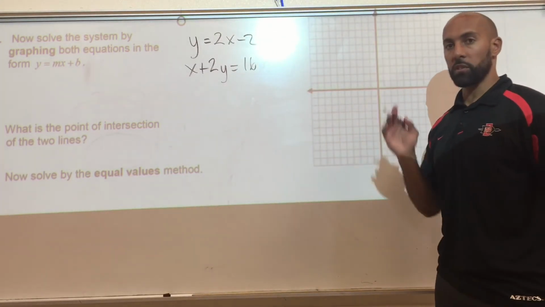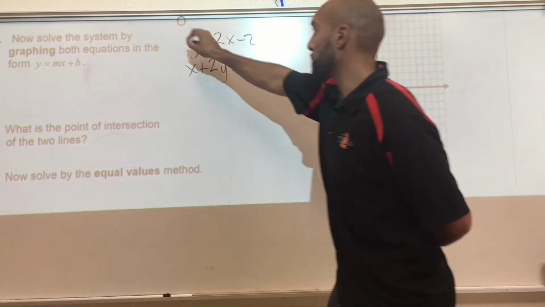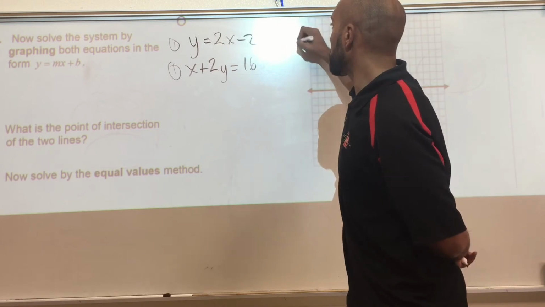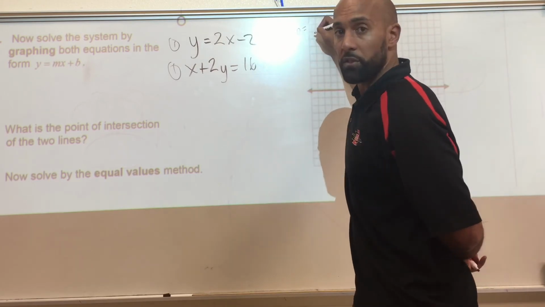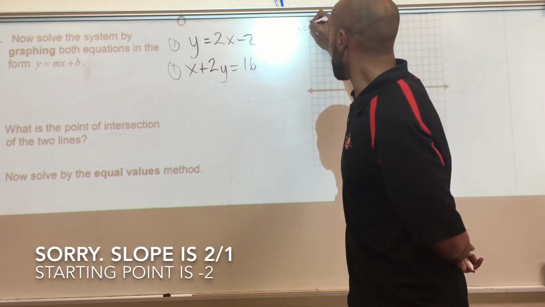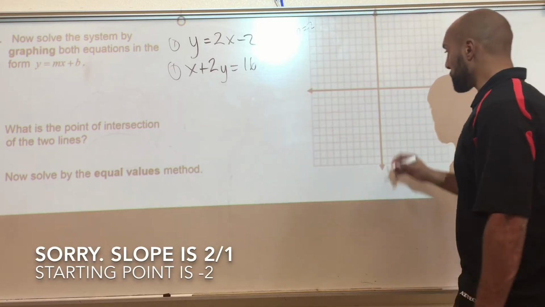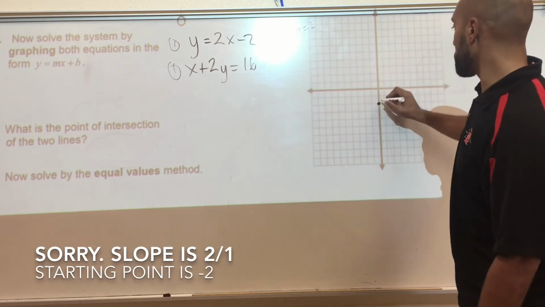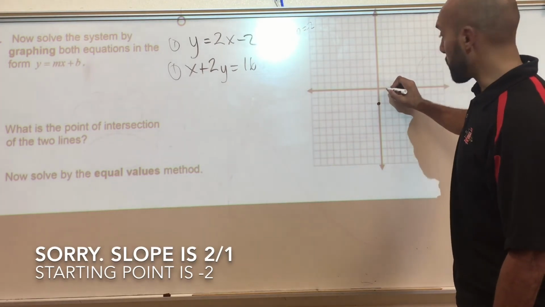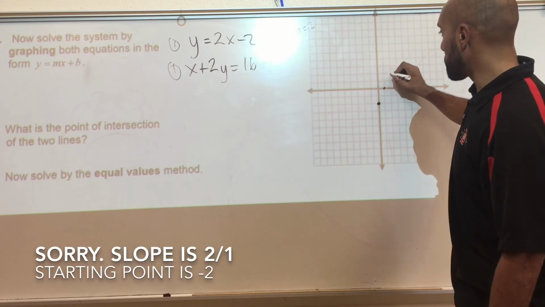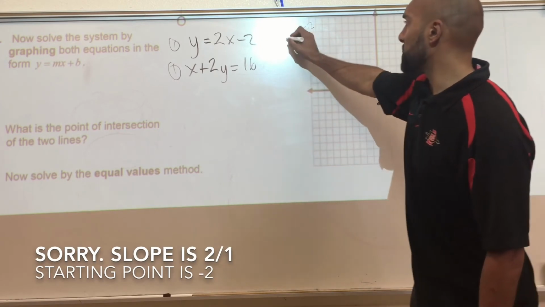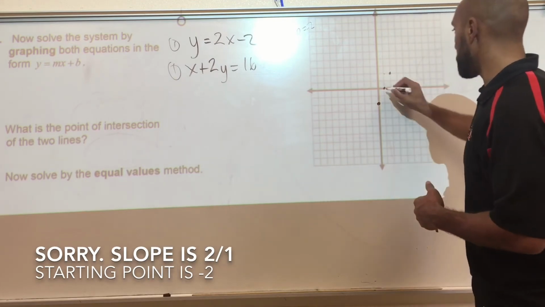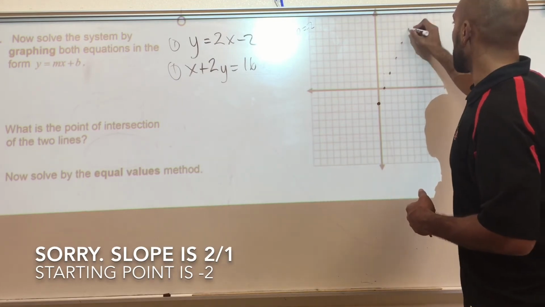Okay, so let's start with the first equation. We want to graph it, so we'll call this equation 1. Remember, the slope here is 2, and the starting point, the y-intercept, is negative 2. So we're going to start at negative 2. The slope is 2, so I'm going to go up 2, and then over 1, up 2, over 1. And again, the slope, you could put that over 1, and then you see why we go over 1. So up 2 over 1, and we just keep going.